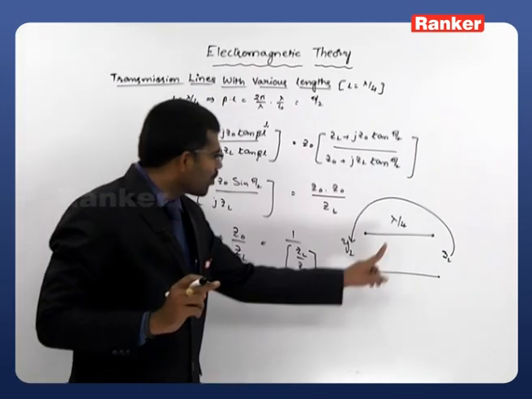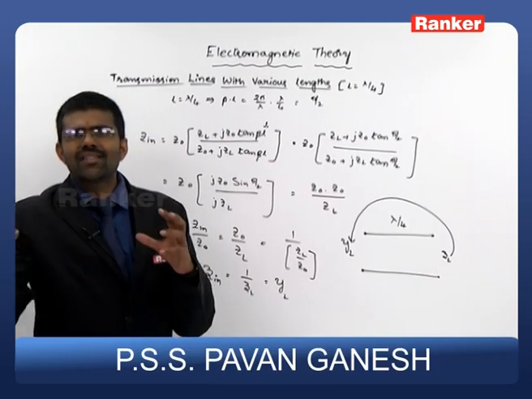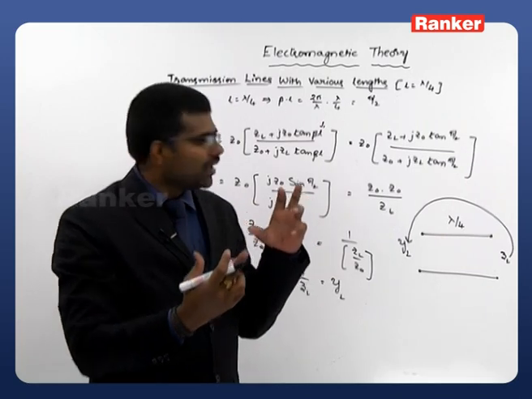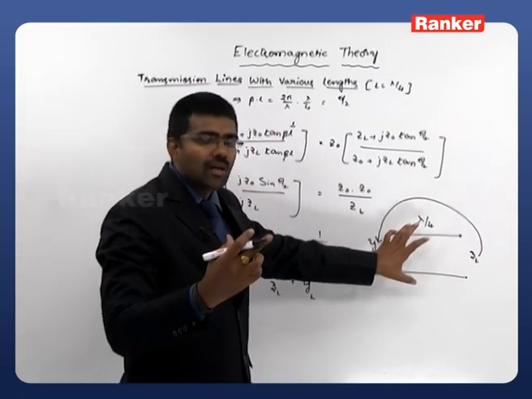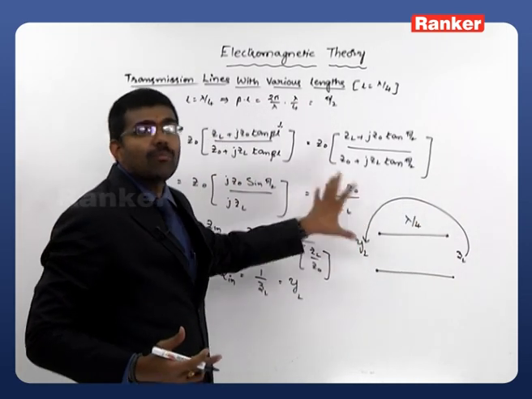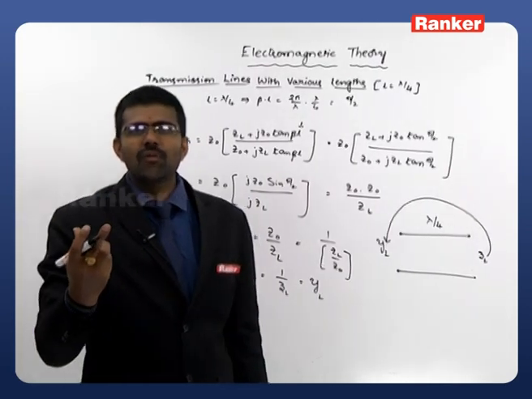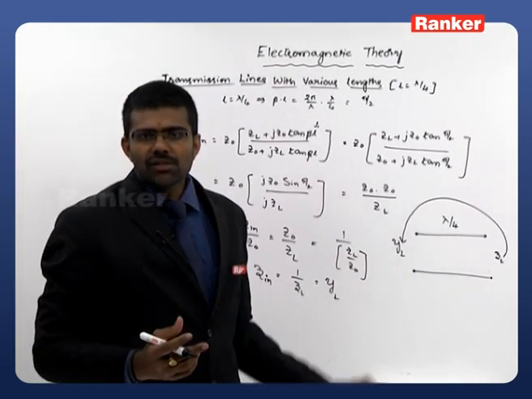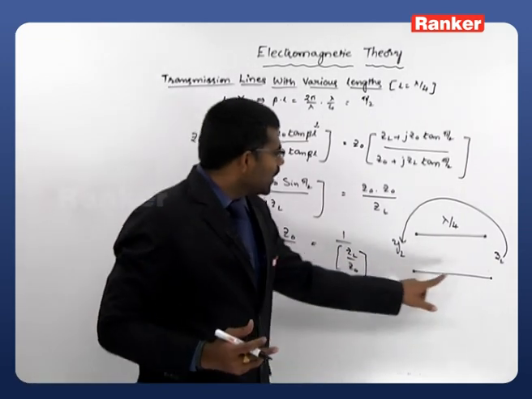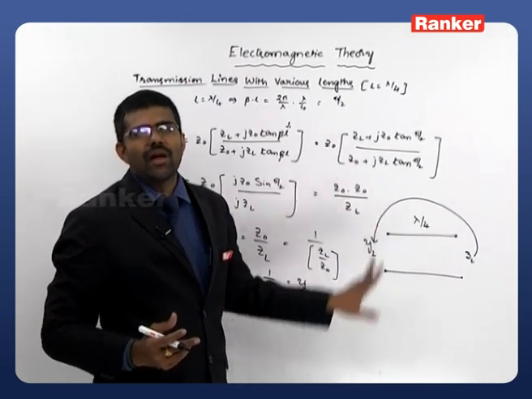This is for only the lambda by 4 line, right? This is applicable for matching purposes. Whenever there is an unmatched section and that unmatched section is to be connected to a normal line, if you connect this lambda by 4 line between them, then the unmatched section will be transformed as admittance and that will be matched to the transmission line, maybe with the help of a stub or maybe with the help of another line, right? That's why this is a very important and peculiar application in our transmission line, and it is called an impedance inverter or impedance transformer, useful for matching applications.